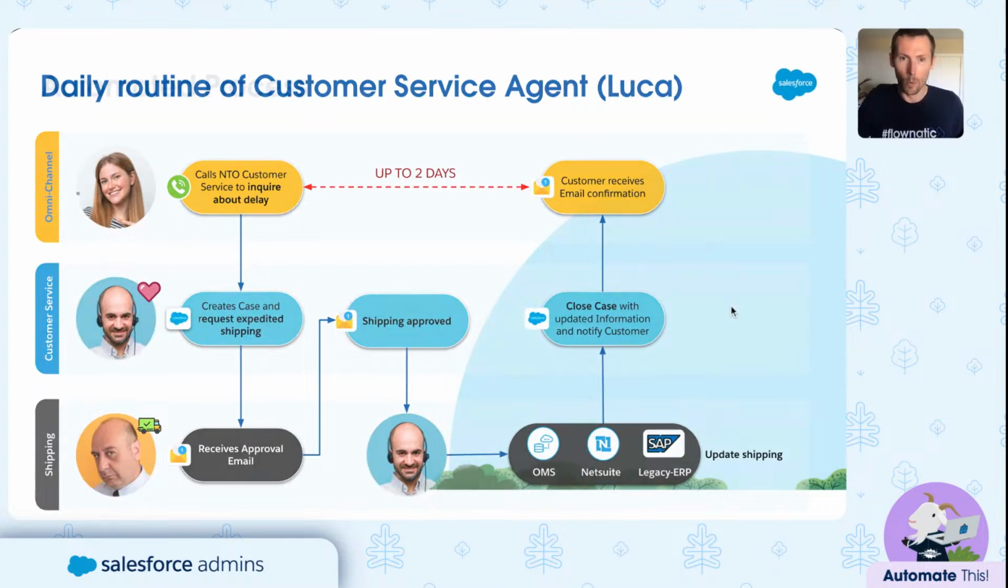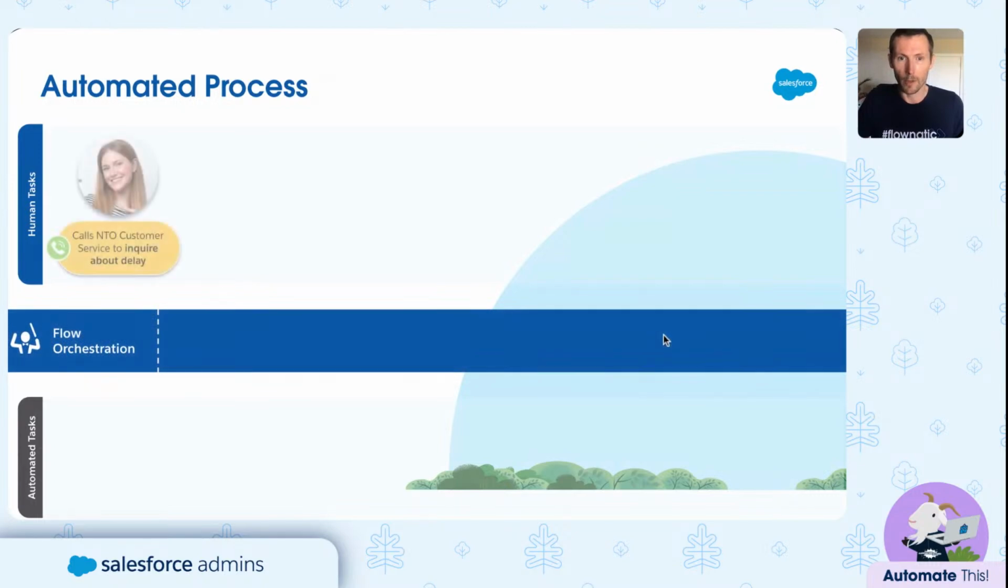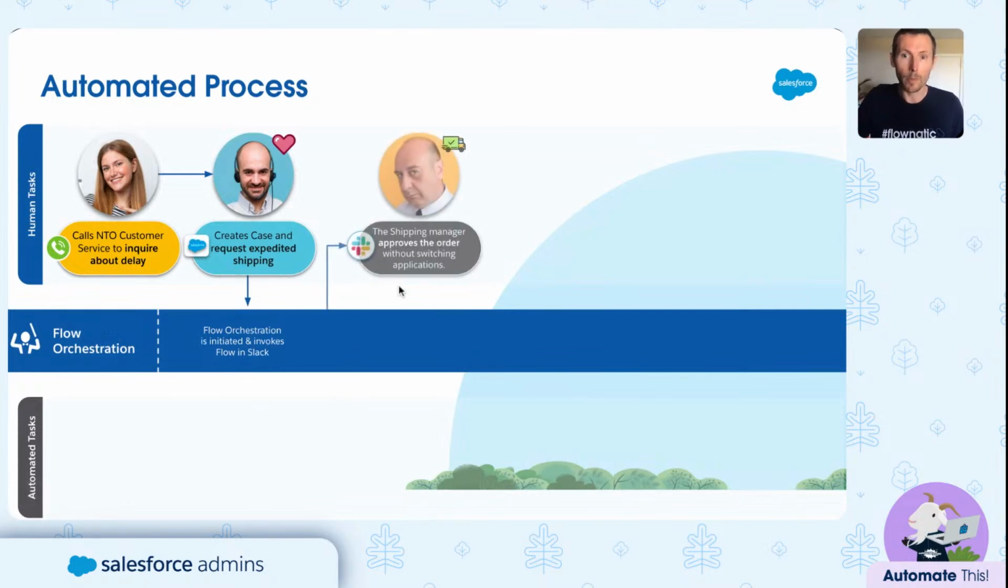So let's see now what this process looks like if we use Flow Orchestration for a process like this. So first of all, we start again from Nina calling NTO. And then Luca is taking the call again and requesting expedited shipping. So that's now where we start automating this process. Instead of sending an email to a shipping manager, this shipping manager works in Slack, doesn't want to use Salesforce on a day-to-day basis, so we want to make sure that we notify that person in the right channel. That's why we'll be using Slack, exactly the same example as Narender presented before.